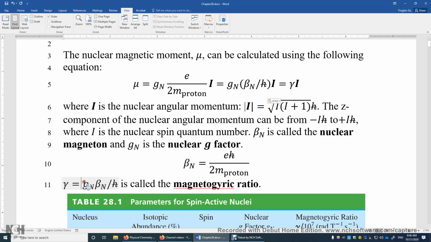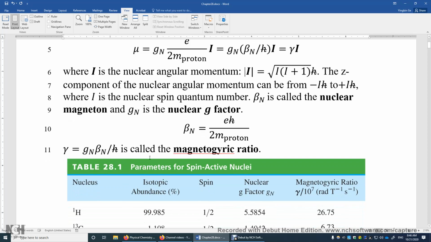So it's this nuclear g factor, which is different for different nuclei, times this beta sub n over h bar. This beta sub n over h bar is the same no matter what kind of nuclei you're looking at. So this gamma again is called the magnetogyric ratio.